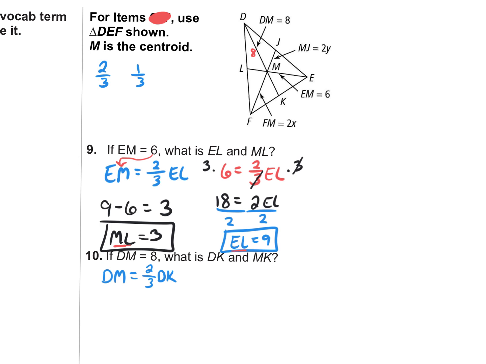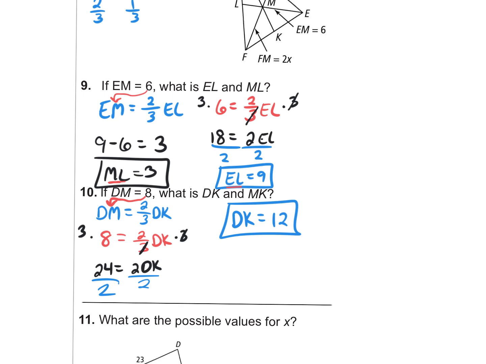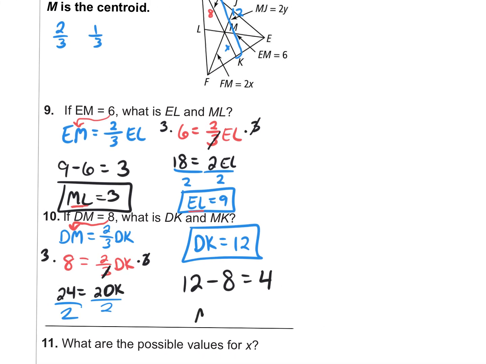Yeah, we want to plug 8 in for DM. So this turns into 8 equals 2/3 of DK. Get rid of that fraction, multiply by the denominator. So we get 24 equals, what's left? 2DK. Last step, divide by 2. So we get DK equals 12. If I come back up to the picture, we just found that this whole thing is 12. How do I find the missing part? Simple subtraction. 12 minus 8 equals MK equals 4.